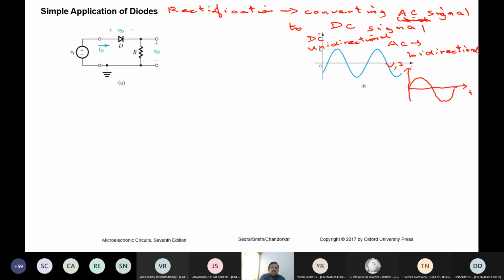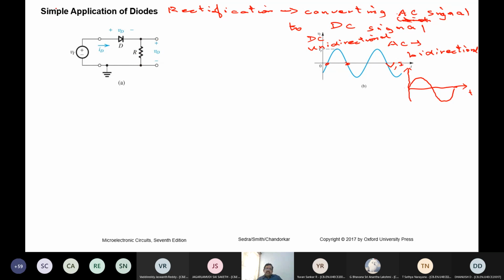So when the diode conducts, what is going to happen? When the diode does not conduct under reverse bias, what is going to happen? When will the diode conduct? The diode will conduct during the positive half cycle, which means the diode conduction is going to be only from here to here. The diode will be conducting here to here, permitting current to flow through it, and we can measure the voltage drop across the resistor.